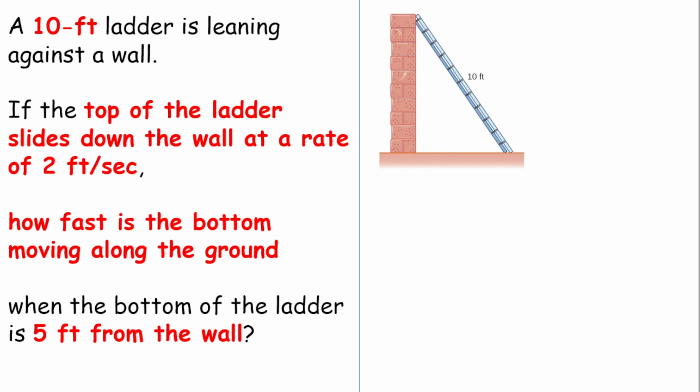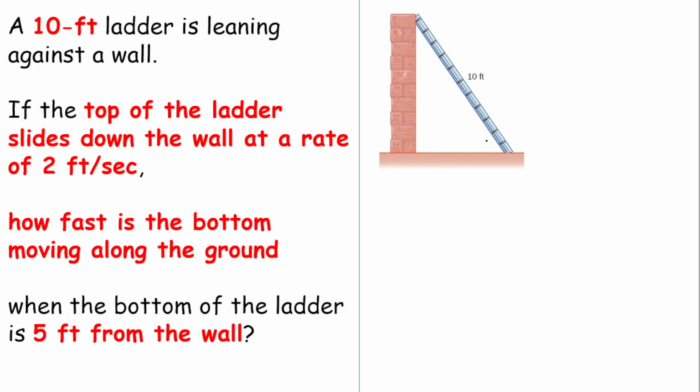A 10 feet ladder is leaning against a wall. If the top of the ladder slides down the wall at a rate of 2 feet per second, how fast is the bottom moving along the ground when the bottom of the ladder is 5 feet from the wall?